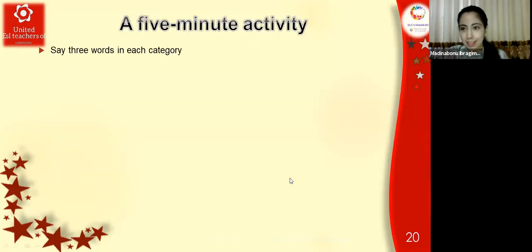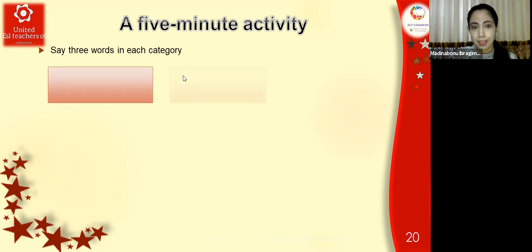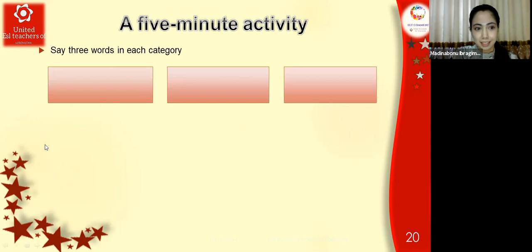Now we will learn another activity, called the 5-minute activity. You should ask your students to say 3 words in each category. Now I will instruct you. I will show you just the questions, the sentences, and let's play this activity.